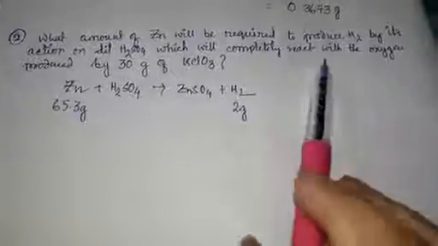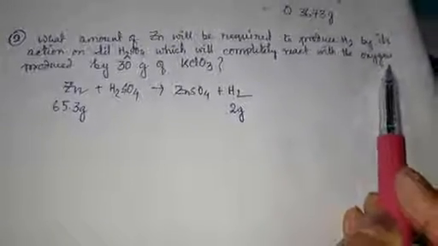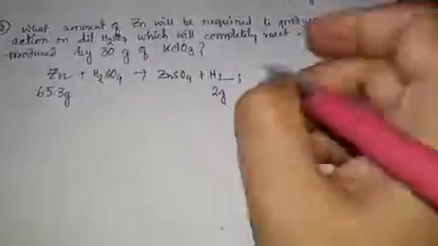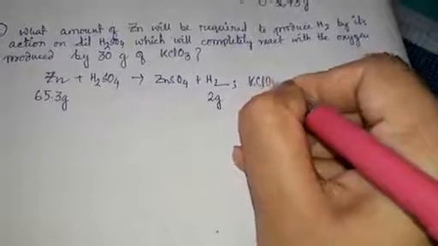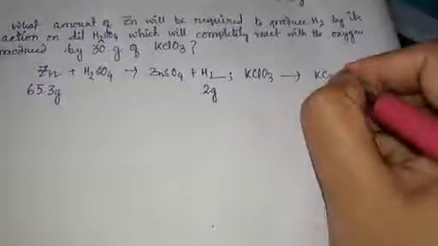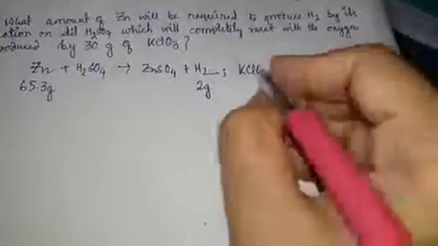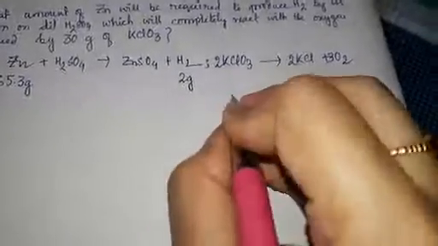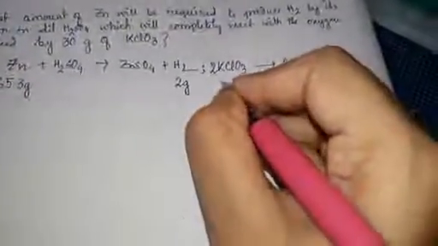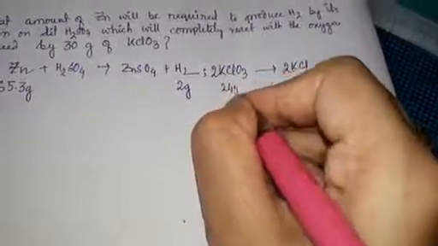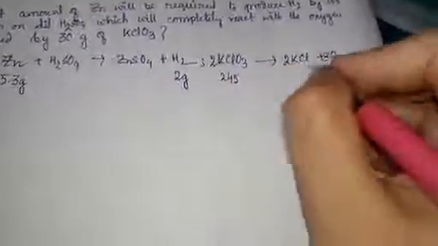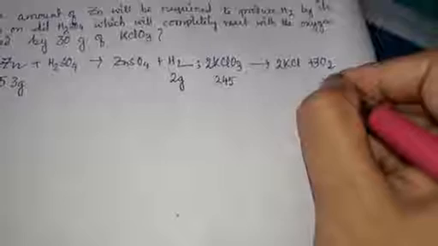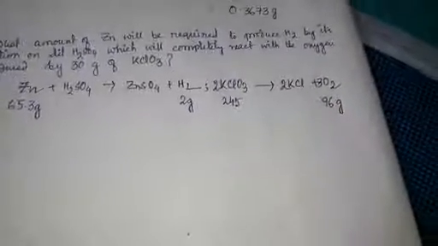Now another reaction we have to consider is oxygen production. We know very well that KClO3 upon heating produces KCl along with oxygen. So KClO3 gives KCl plus oxygen. Now we have to balance it: 2 KClO3 gives 2 KCl plus 3 O2. And 2 moles of KClO3 weighs 245 gram and 3 moles of oxygen means 96 grams of oxygen.